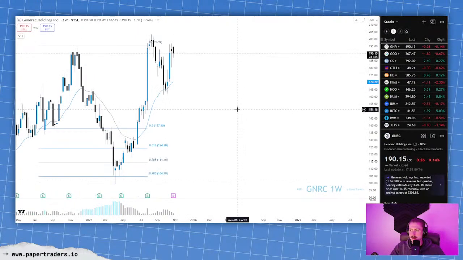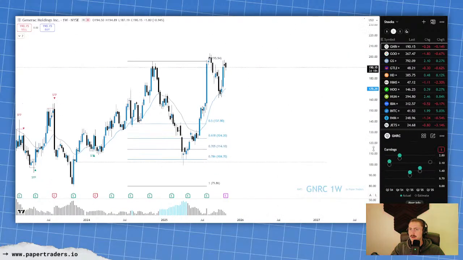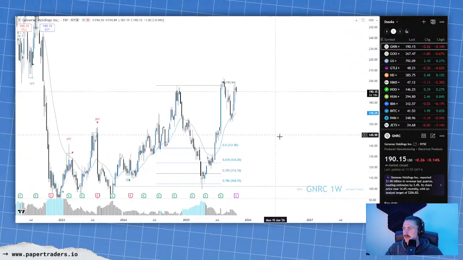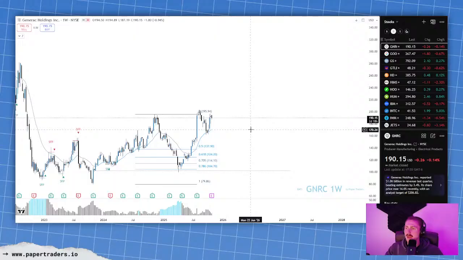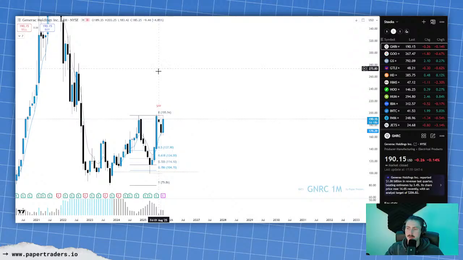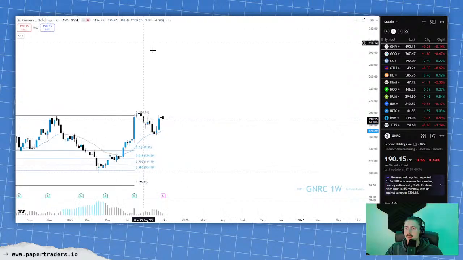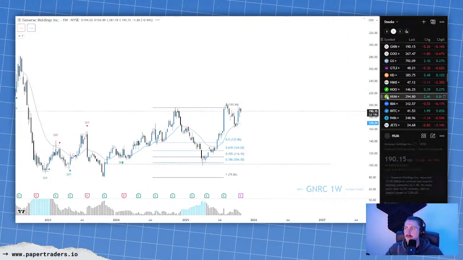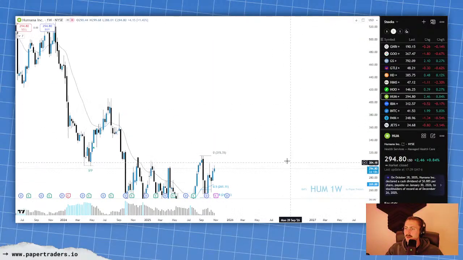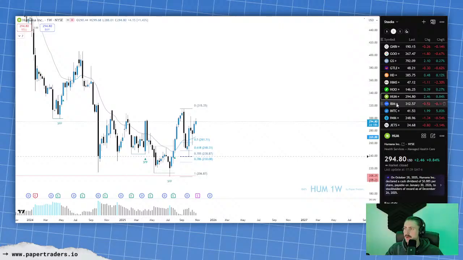GNRC? Generac? Yeah, this still looks good. Above that 200. Monthly looks like a solid rising 3 that we can get out of this, right? All the bodies are inside. So above this 195, those previous liquidities, and this thing can go. Love to see it crank. I'm seeing nice continuation out of that OTE that we drew out.